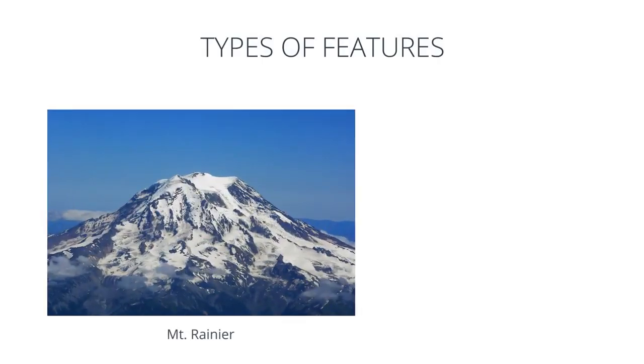Let's look at this image of a mountain. This is Mount Rainier in Washington State. Most features on this and on any other image fall into one of three categories: edges, corners, and blobs.